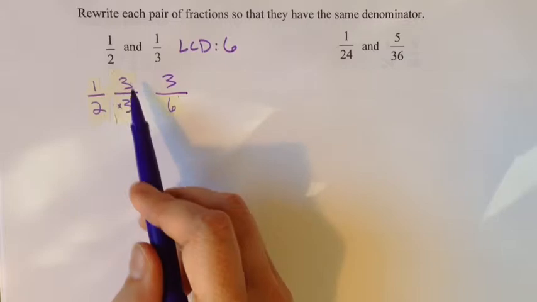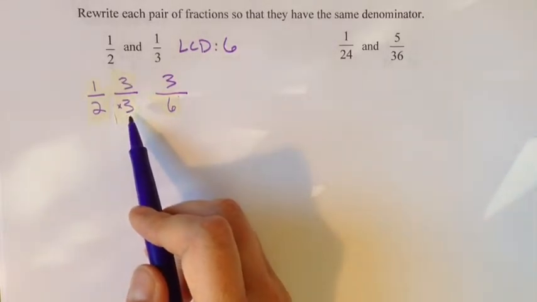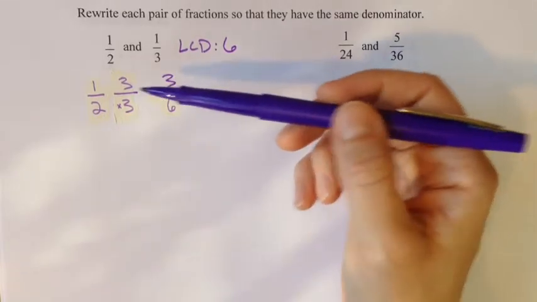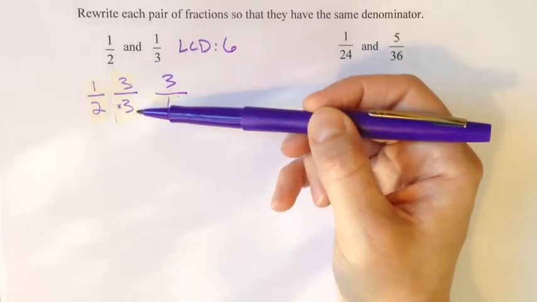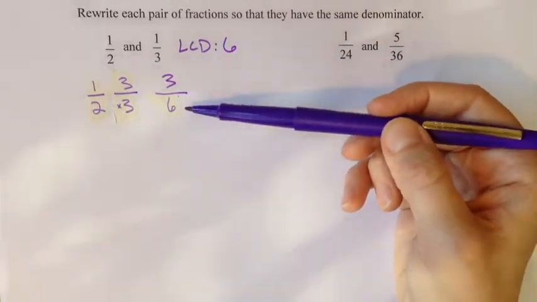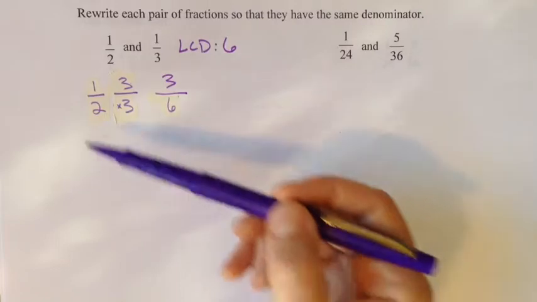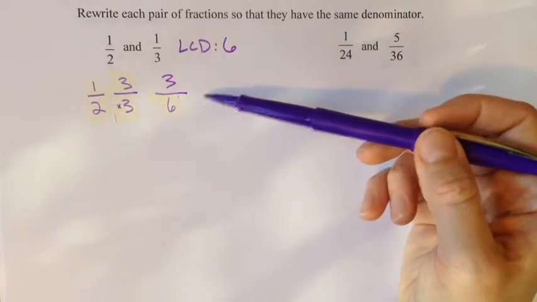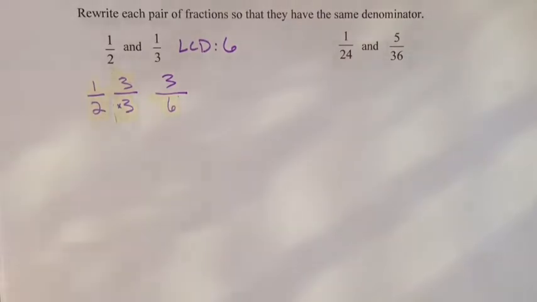Notice that I multiplied 1/2 by 3 over 3. 3 over 3 is really 1, since 3 divided by 3 is the number 1. And when you multiply a number by 1, you don't actually change its value at all. Notice that when I multiplied 1/2 by 3 over 3, I got 3 over 6, which reduces back down to 1/2. We haven't really changed anything fundamental. We've only changed the way that the fraction looks.